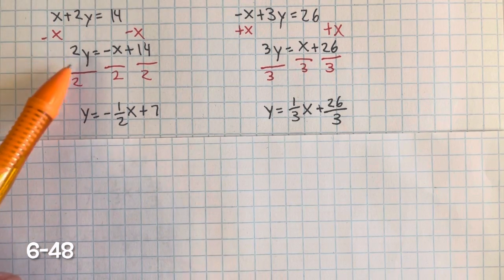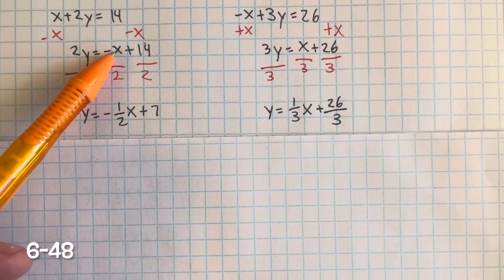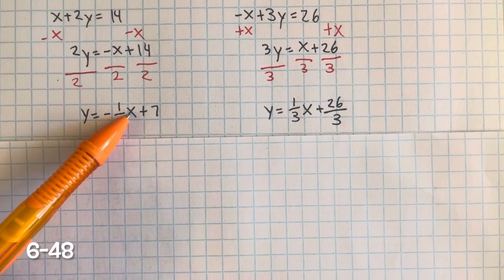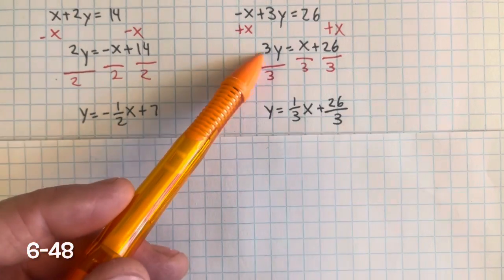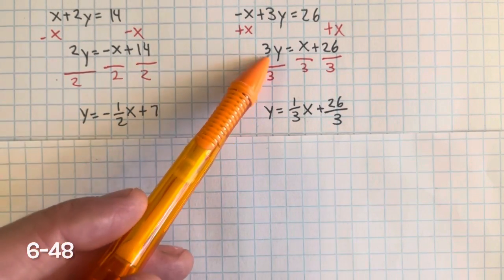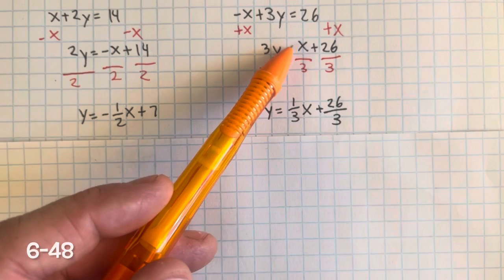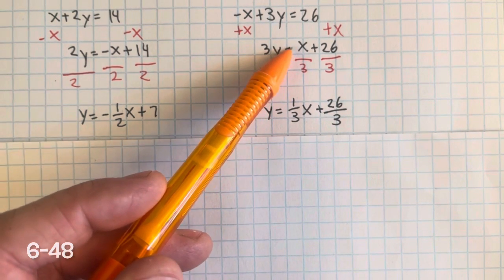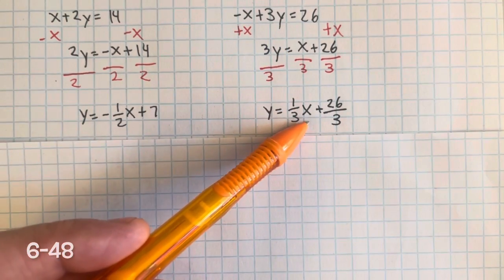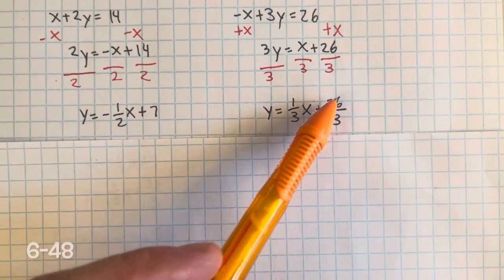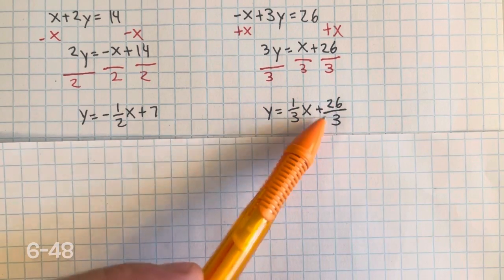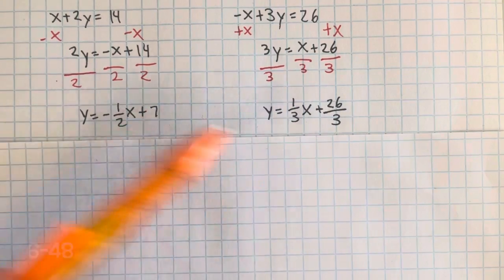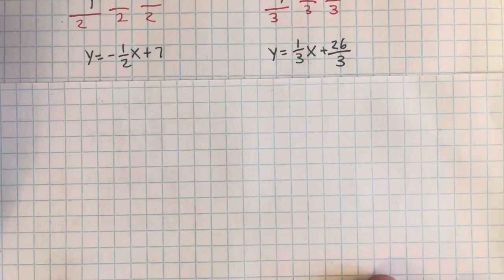So now I have y by itself. And here I have negative x, or negative 1x, which simplifies to negative 1/2 x. 14 divided by 2 is 7. 3 divided by 3 is 1, multiplied by y is y. And then here, I could put a 1 here for a placeholder. 1x is just 1x. And so 1 divided by 3 is 1/3 x. And 26 divided by 3. And I'm going to leave this as an improper fraction, since I have a common denominator here. And I'm going to use the fraction buster eventually to get rid of that.